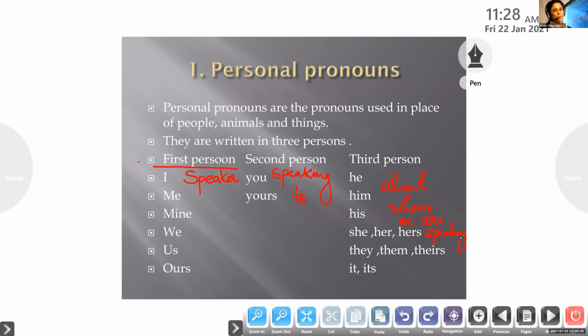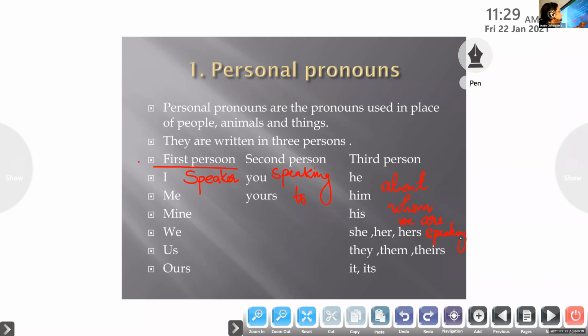To whom is ma'am speaking? I can't speak alone. Can I speak alone, children? No, that's impossible. So I'm speaking to Parvana, so Parvana is the second person. I am the first person. Parvana is the second person. The second person is you and yours. And the one about whom we are speaking is the third person.